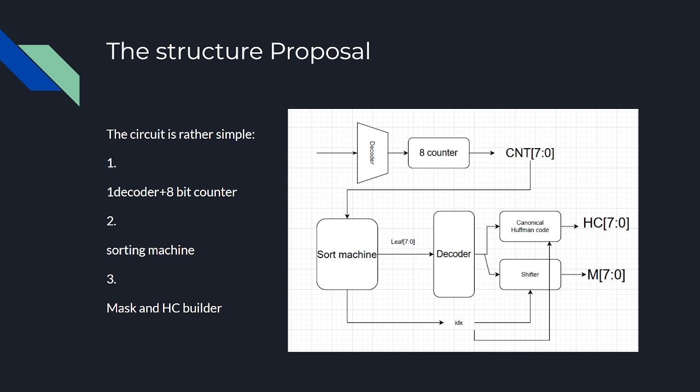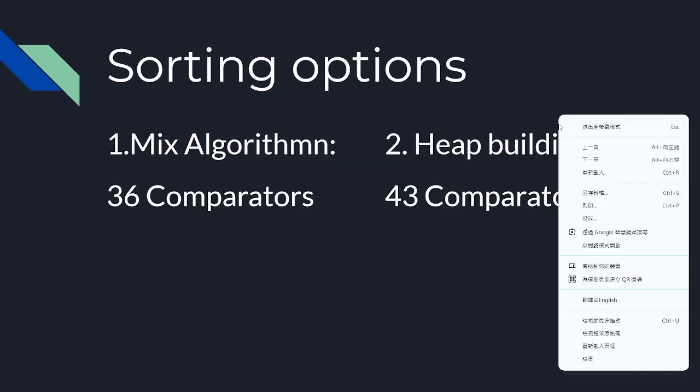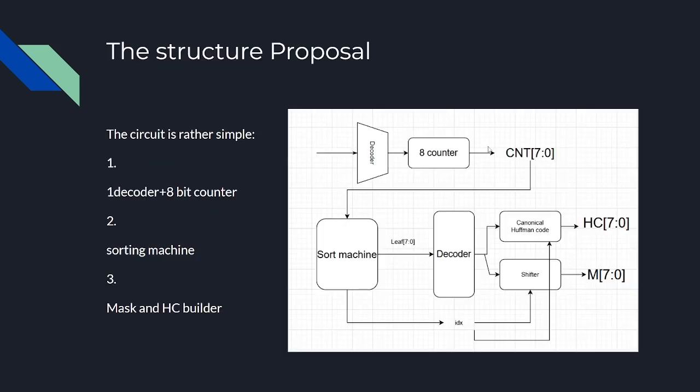The first component is the counter, which is made with a decoder and an 8-bit counter to calculate the count. A sorting machine will produce the leaf, which is later put into a similar structure with two components, a shifter and a coder. After the process, the mask and Huffman code will be outputted.